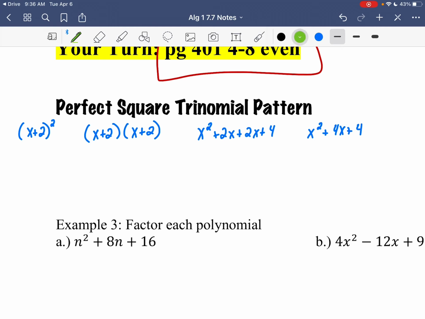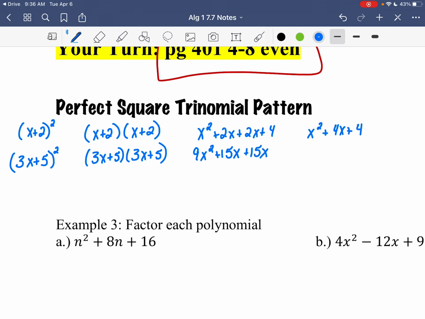And if you can notice this pattern, for example, let's take 3x plus 5 times itself, 3x plus 5 squared. That would be 3x plus 5 times 3x plus 5. So 3x times 3x is 9x squared, plus 15x plus 15x plus 25. Then when I put my like terms together, I get 9x squared plus 30x plus 25.